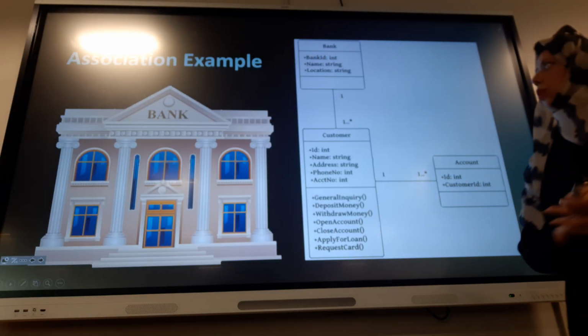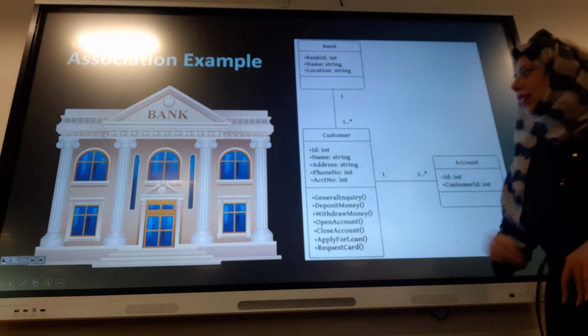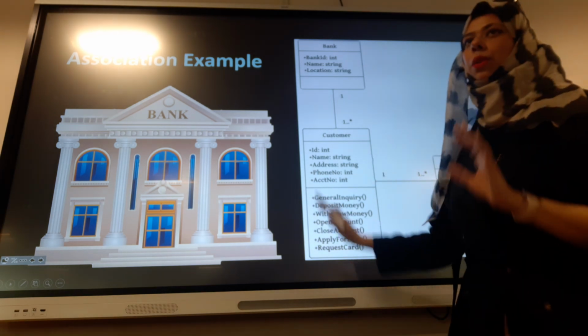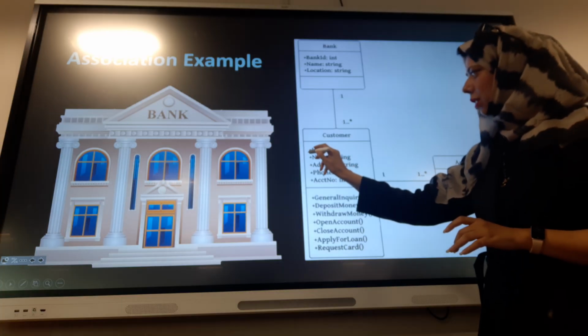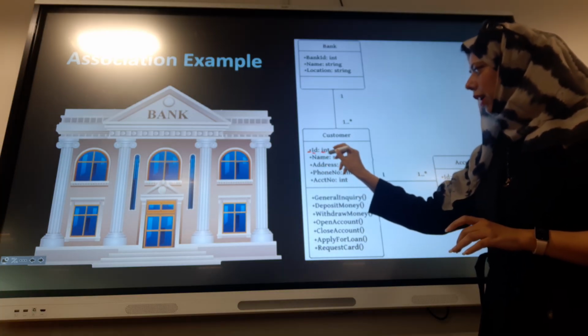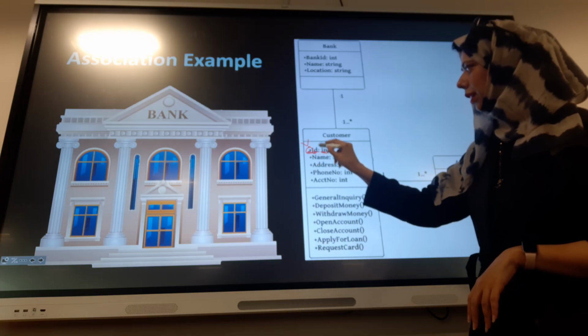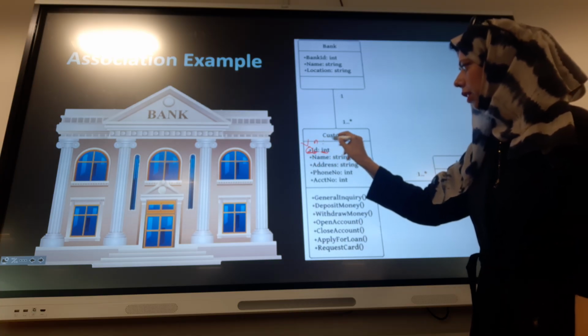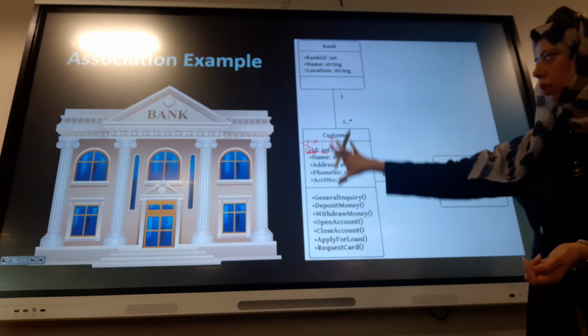Same idea. So we're having a bank, a customer, and an account. Again, this is not the ideal way to write it, but let me give you the entire format. So this is plus ID, int, right? So plus represents the visibility, then name, colon, type, right? We do it for all of these attributes.